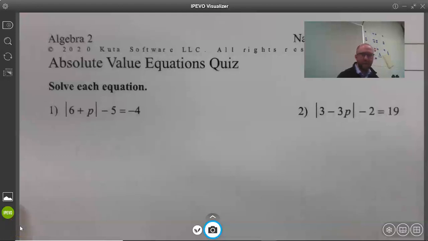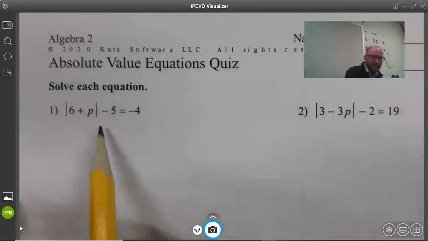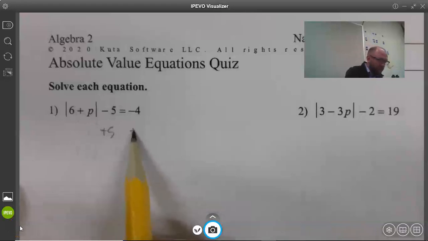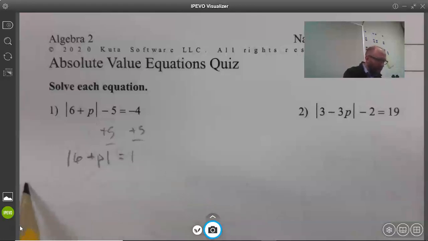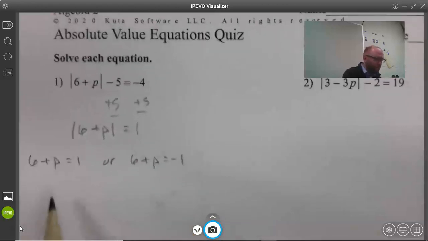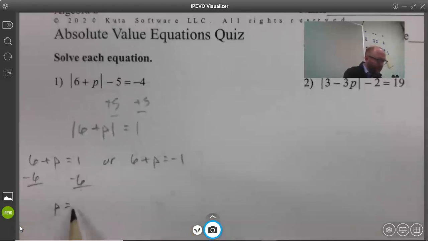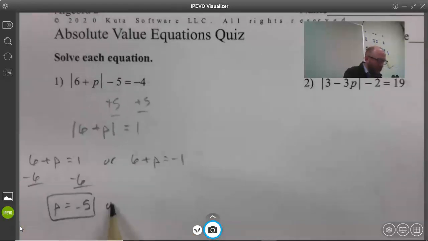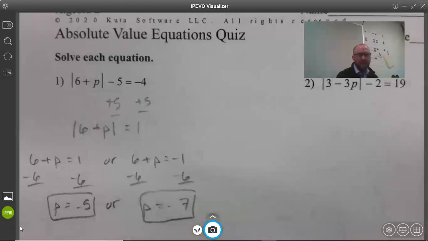Alright, let's solve some absolute value equations here. This is quiz 3. To do this, I'm going to have to get rid of this negative 5, so I'm going to add 5 to both sides. That's going to give me the absolute value of 6 plus p is equal to 1. So that means that either 6 plus p equals 1 or 6 plus p equals negative 1. Which means if I subtract 6 from both sides, I get p equals negative 5, or subtract 6 from each side, and I get p equals negative 7.